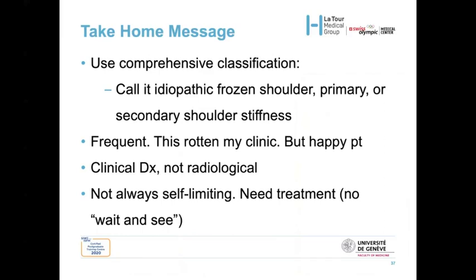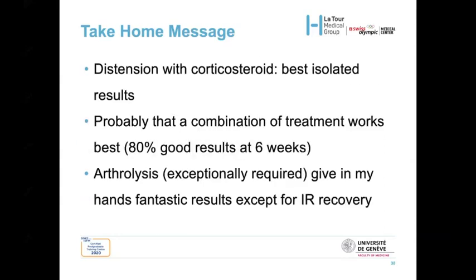Okay. So take-home message, I think that you need to use a comprehensive classification. This is something that is frequent. This walks into my clinic. However, this is a happy patient that will come back with other pathology. This is a clinical diagnosis for me, not a radiological one. It's not always self-limiting, and this patient needs treatment. There is no wait and see.